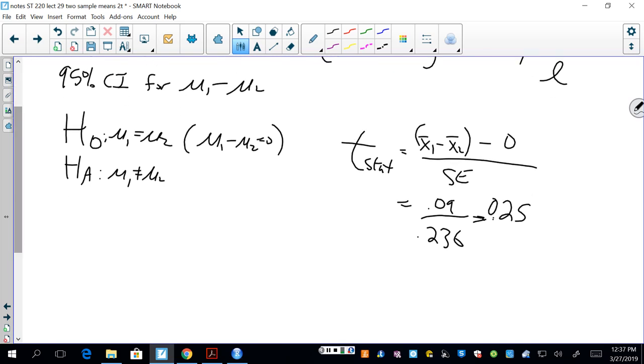And a more extreme value of a t statistic with our 13 degrees of freedom, if we're doing a two-sided 5% test, that value is 2.16. We're at 0.25 standard errors. It's not very many. It's not far away at all. Because this is closer to zero, we do not reject. Okay, thank you.